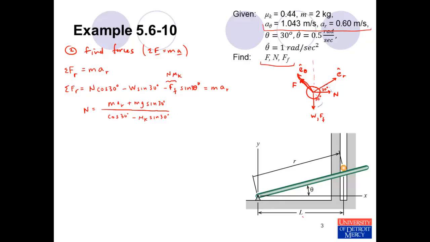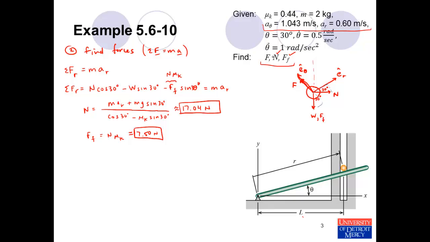If we punch in all of the numbers that we have up here, we get that the normal force is approximately 17.04 newtons. So that was one of the forces we were asked to find. The friction force we can then find almost immediately because we know the friction force is equal to the normal force times mu_k. So if we plug that into our calculators, we get that the friction force is approximately 7.5 newtons.